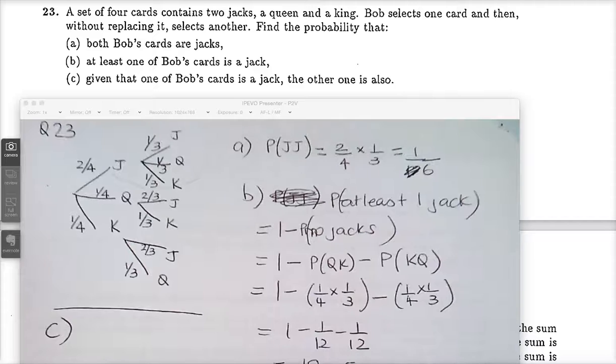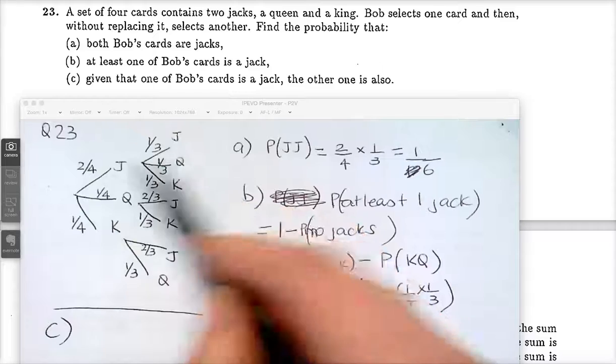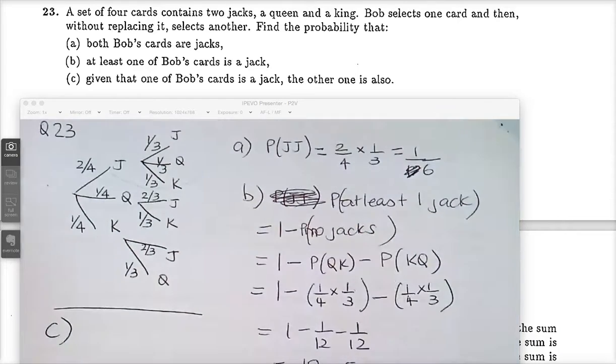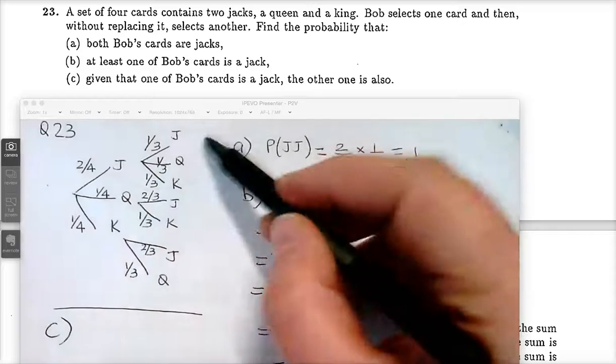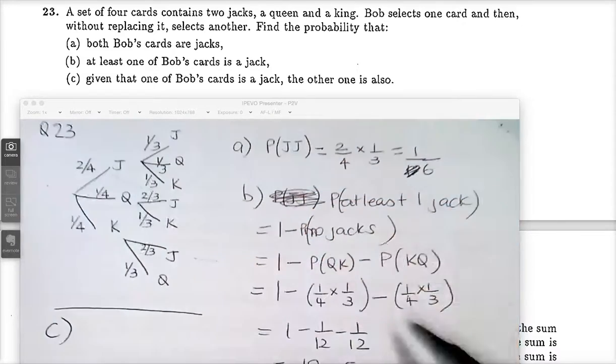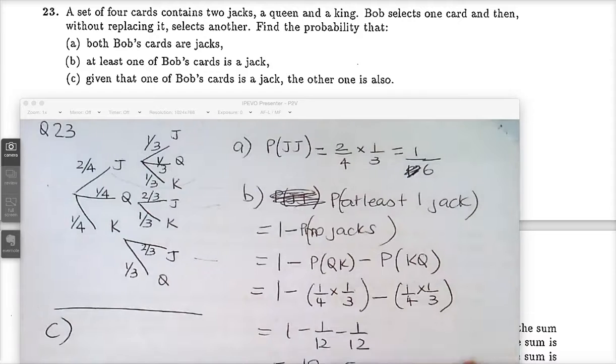All right, just one sec. Oh, yeah. We've got to look at some others. So we've got this. The other one is also... All right, I know what's... Oh, we did all these. At least 1 jack. Miss, isn't that the same as the first question? No.